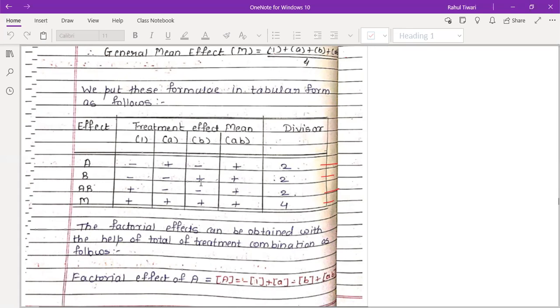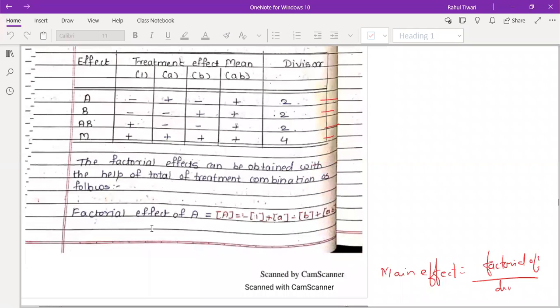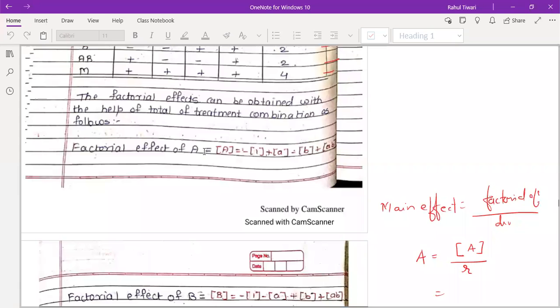B is present, that means wherever treatment B is there, take plus plus, and the remaining two will be minus minus. Multiply these for the remaining ones, and we get AB. For a main effect, we simply add all the treatments. To get the factorial effects of A, the factorial effects are the same as the main effects, but you have to take them in a closed bracket. That much change is there in the factorial experiment.